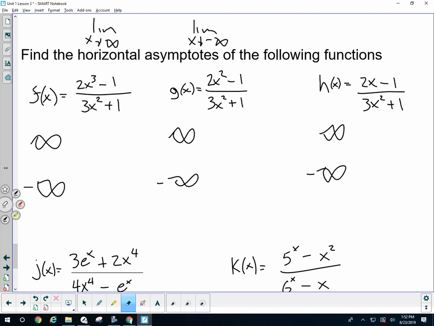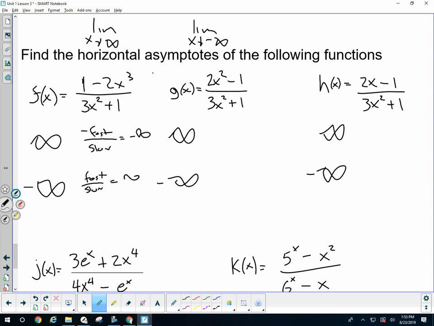I'm going to switch this one up for you guys. I'm going to do 1 minus 2x cubed. Faster over slower, but faster negative, slow positive, negative infinity. Still faster over slower. So it'd be a faster positive, a slow positive, positive infinity.